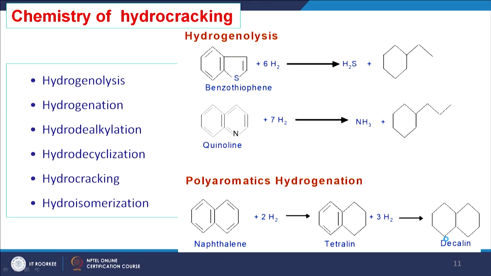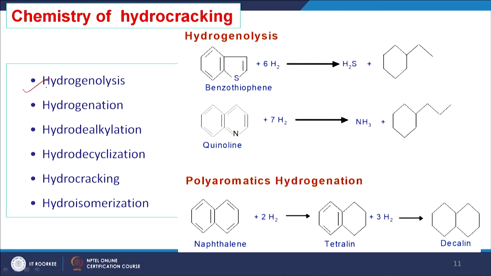So, like the FCC process, here also different types of reactions can take place, and obviously hydrogen addition is taking place here. So, we will get some hydrogenolysis. So, we will be adding hydrogen, and that hydrogen will break the structure, say here benzothiophene. Due to the addition of hydrogen, this structure is broken here. So, lysis is taking place. So, there is hydrogenolysis. Due to the addition of hydrogen, we are getting some lysis in the structure of the organic compound, and then similarly quinoline and this one.